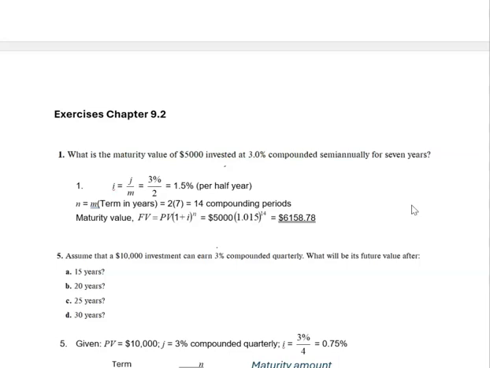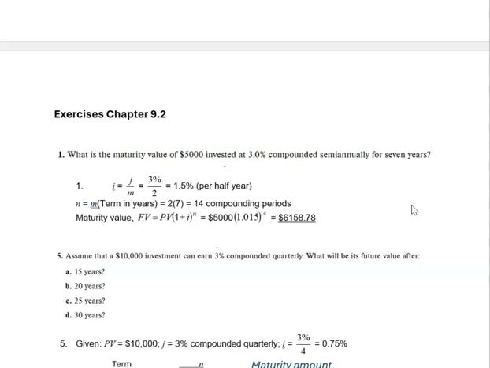So we figured out what the periodic interest rate is. It's 1.5%. So we know that in order to figure out what the future value is, it's equal to your present value multiplied by 1 plus i to the power of n. So that's 5,000 multiplied by 1.015 to the power of 14. So remember, do your brackets first, which is done here, and then to the power of 14.